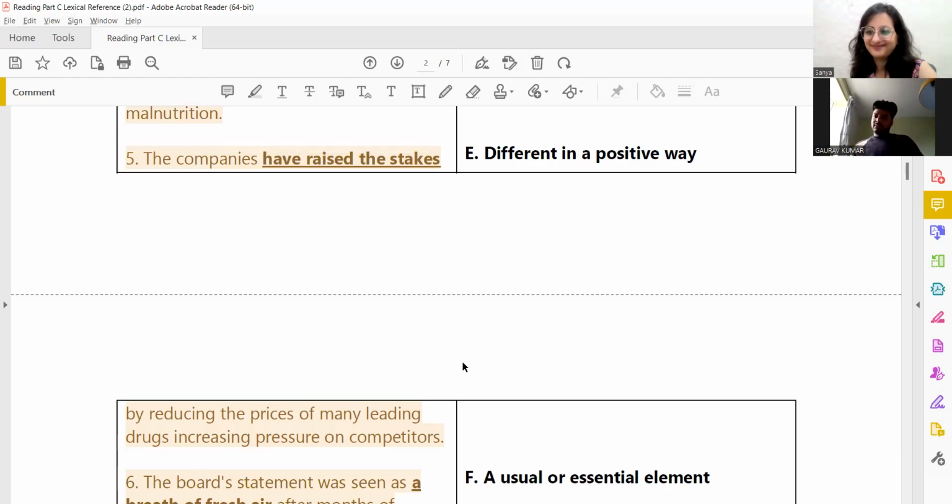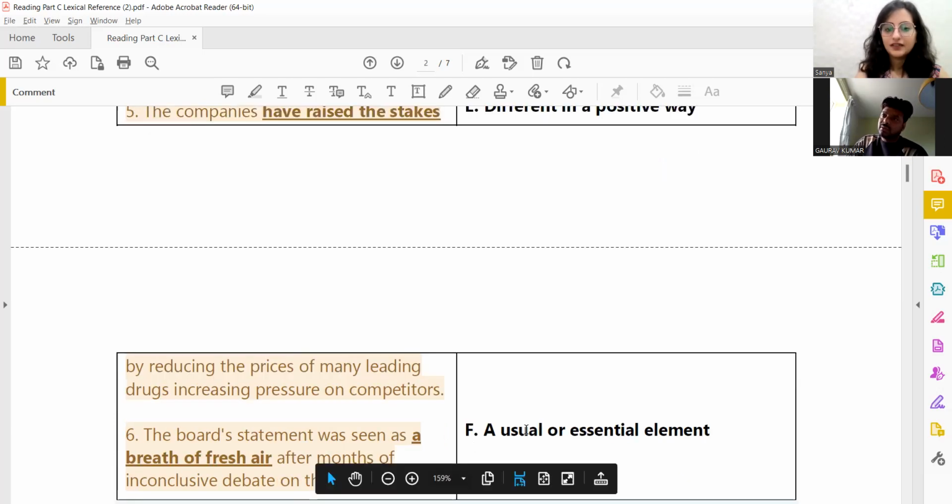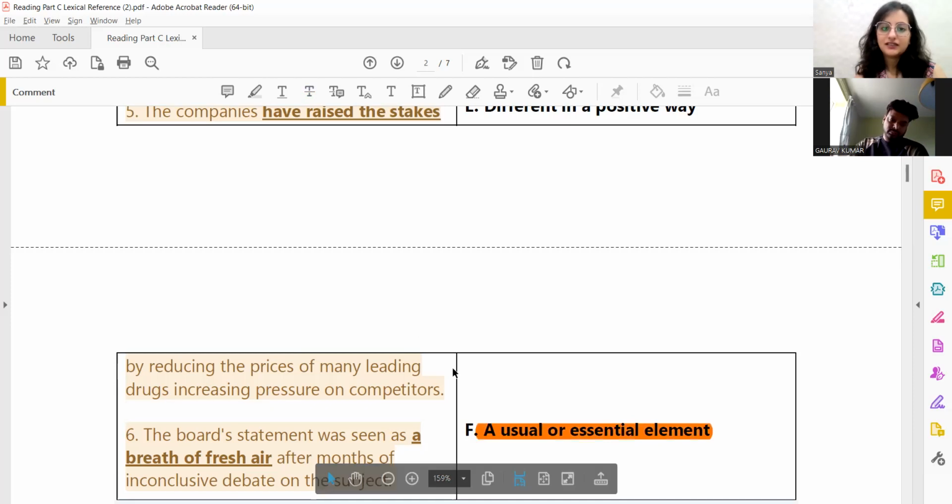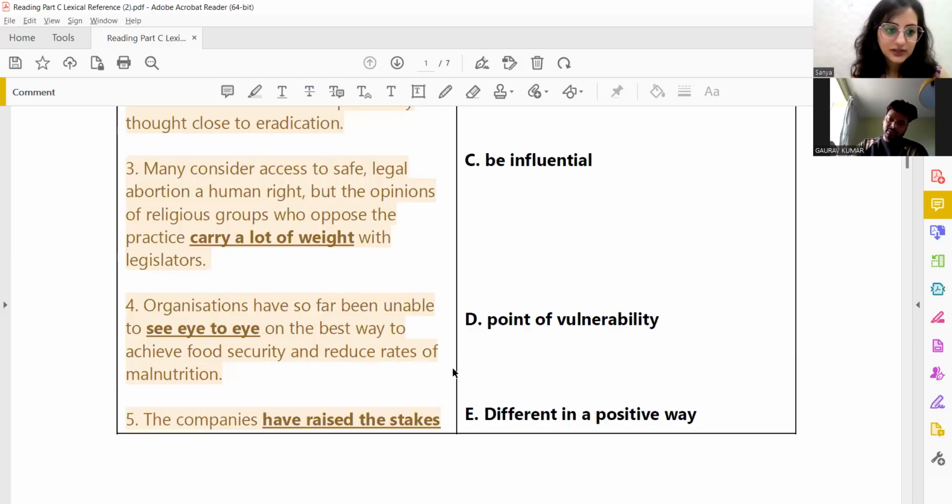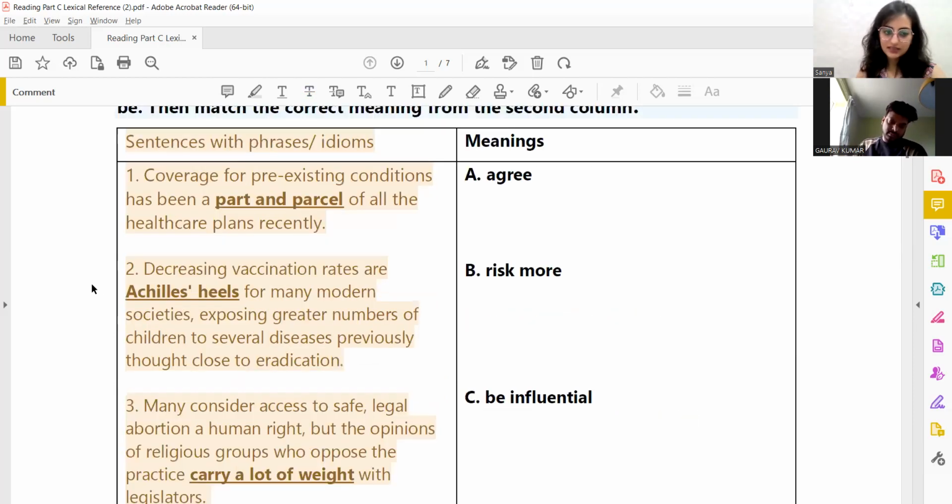A usual or essential element. I think it has been an essential element. Yes, that's right. Usual, because parts in parts, yeah, part and parcel, exactly. Yes, okay. So we have done the first one. So let's try the second one.